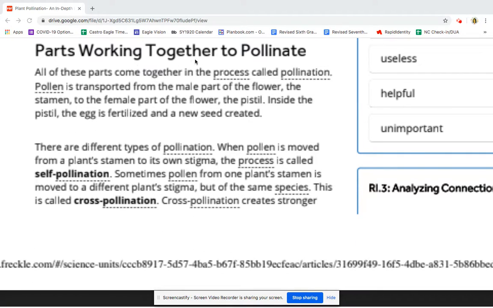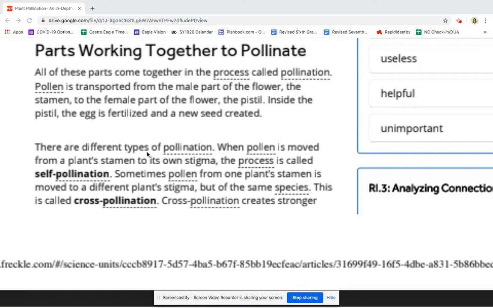Parts working together to pollinate. All of these parts come together in the process called pollination. Pollen is transported from the male part of the flower, the stamen, to the female part of the flower, the pistil. Inside the pistil, the egg is fertilized and a new seed created.